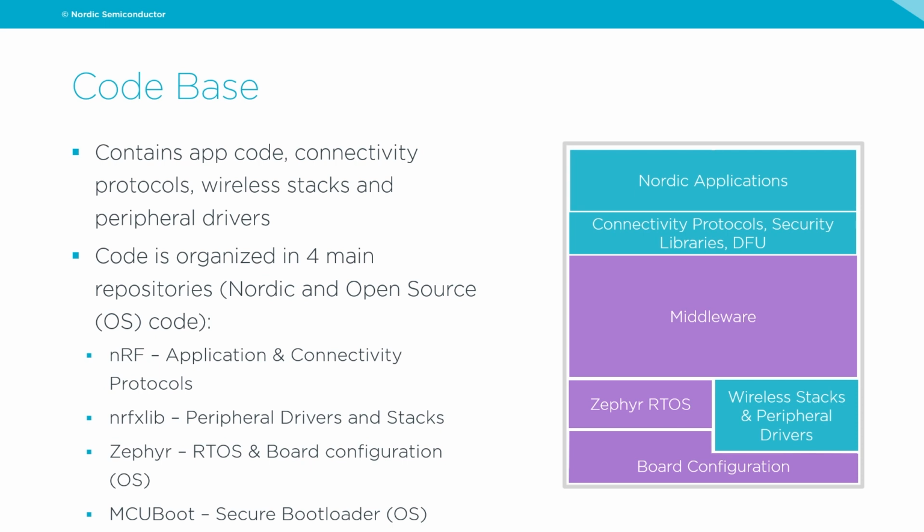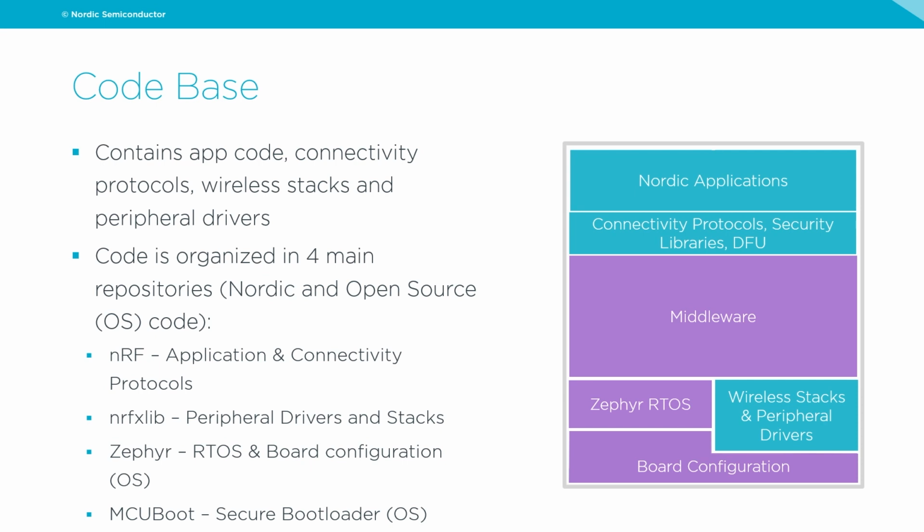Okay, so moving on to the code base. There we do have application code, all of the connectivity protocol wireless stacks, and also peripheral drivers. That's all located in the code base. It is organized into 4 main repositories or 4 main folders, and that is Nordic and open source code. You can see the Nordic code is in blue on the figure to the right, and the open source code is in purple.